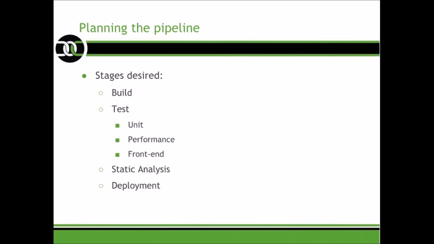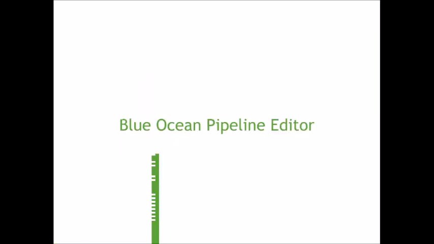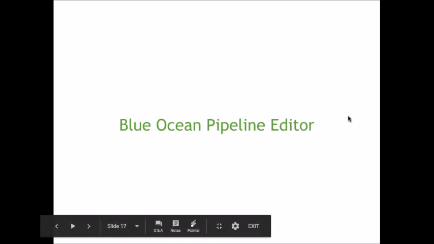Now that we have an overall understanding of what we want to build, I'm going to go into the Blue Ocean Pipeline Editor and quickly translate what I've done into a sketch of what I want it to look like. Create the overall stages as placeholders, and then I'll iterate on those stages. So let me do this.